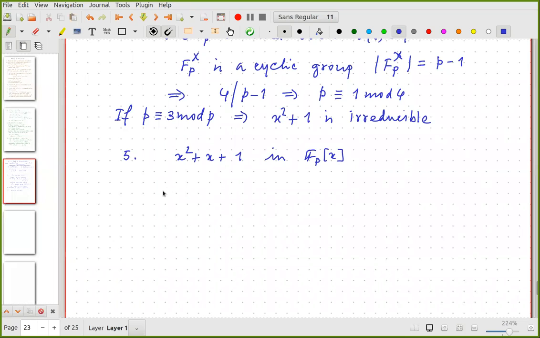So this has a bit of a trick. If you just look at x cubed minus 1, then you can write it as x minus 1 into x square plus x plus 1, and that factorization remains valid here. So I'm just taking p to be, say, greater than 3.